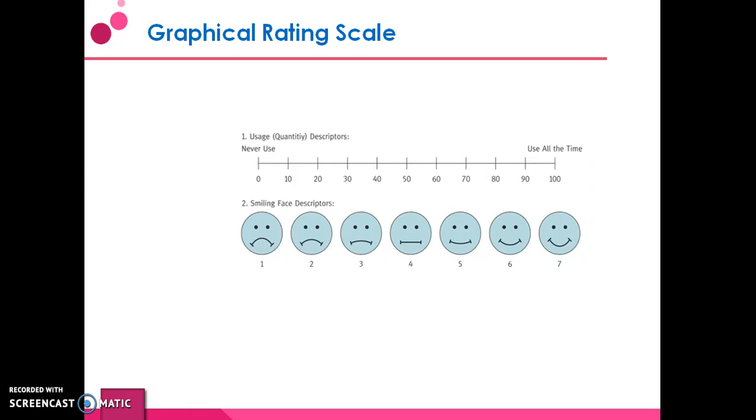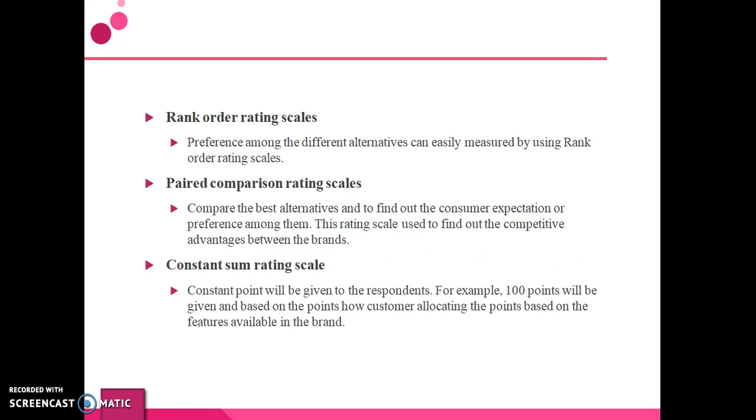Other rating scales are the graphical rating scale and the rank order rating scale based on preference. If 10 items are given, you have to rate the 10 items. Based on that, we classify them as vital, essential and desirable based on your requirement. Paired comparison scales use closed-ended objectives to measure which option you will select in different situations and conditions. In the constant sum scale, a fixed number of points, 100, 500 or 1000, is given to the respondents. You have to allocate those points to the different attributes or features of the particular product.